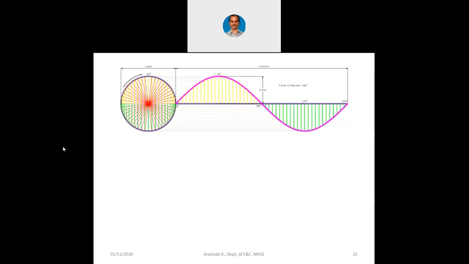Let me change the color. And now you can see this is connected here. This is connected here. This is connected here. This is connected here. This is connected here. This way it goes on. Let me connect all of them. Let me reduce the pen size.